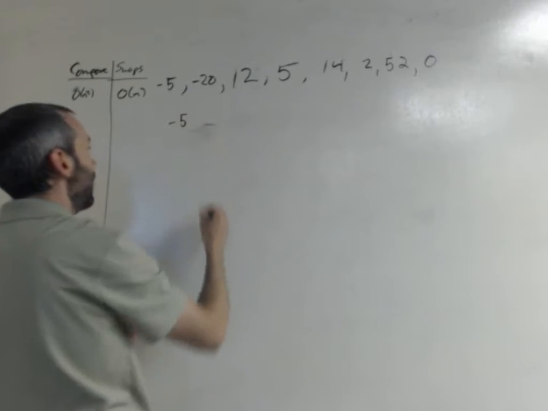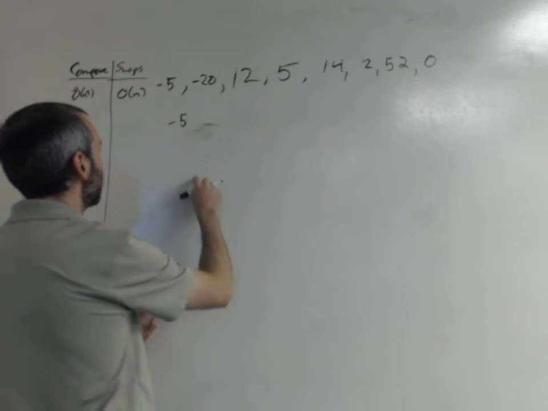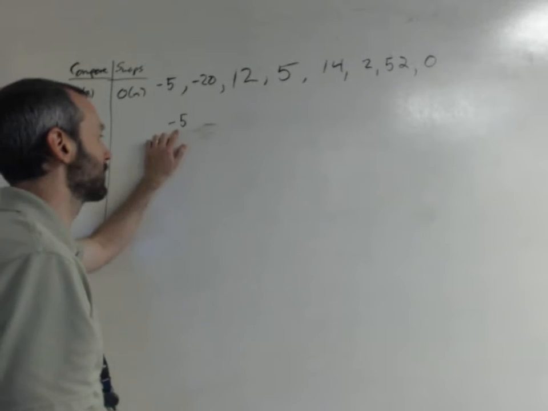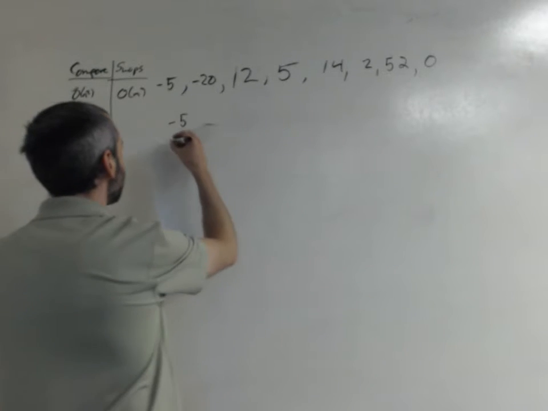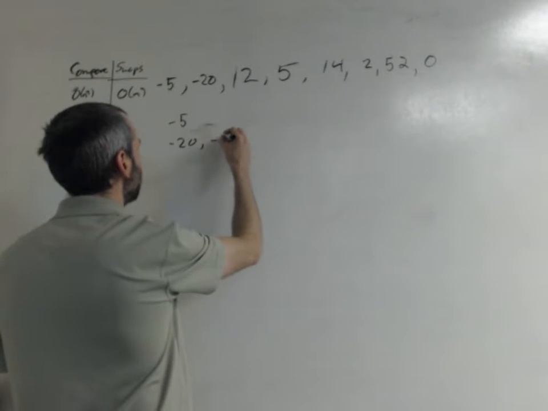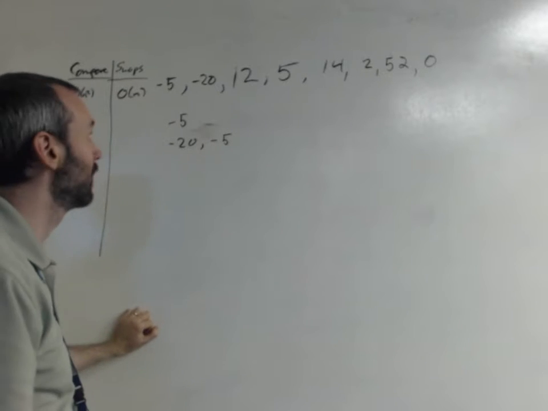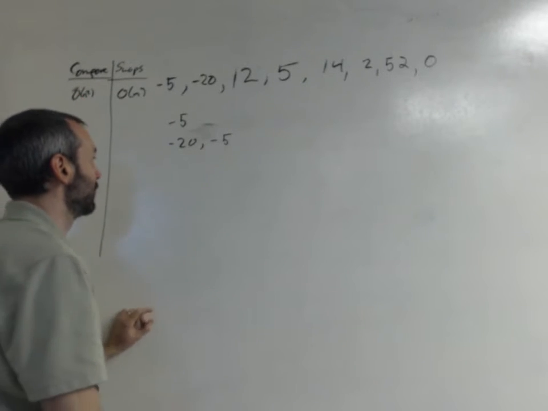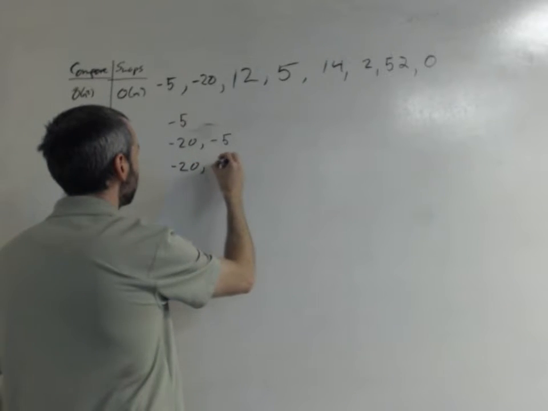All right, so we'll start with -5. Hey, look, that's sorted. Great. Let's add -20. Where's -20 going to go in this list of -5? Before -5. So it goes -20, -5. How are we doing? Great. Then comes the 12. Where's the 12 go? After -5. All right.